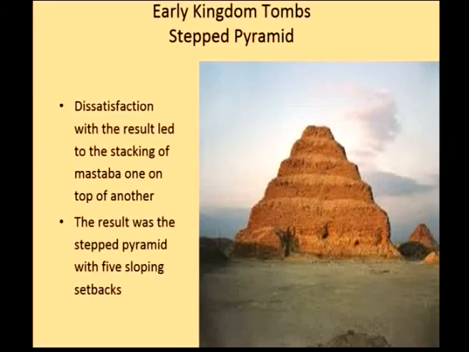The step pyramid has 5 huge mastabas placed one over another. Dissatisfied with making one big mastaba, he placed one mastaba over another. The step pyramid has 6 huge steps, making it a monumental one. It is 200 feet high, and it has 6 slopes.